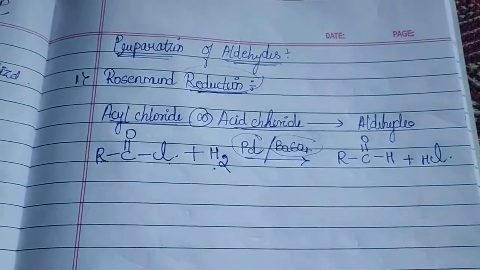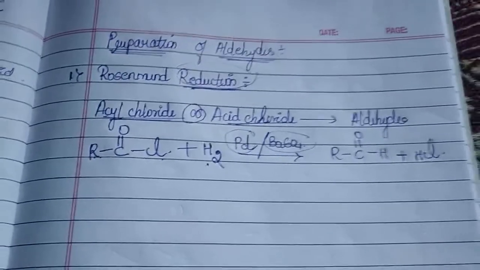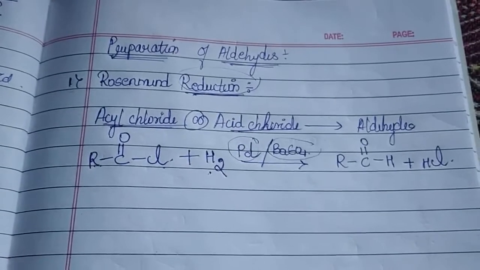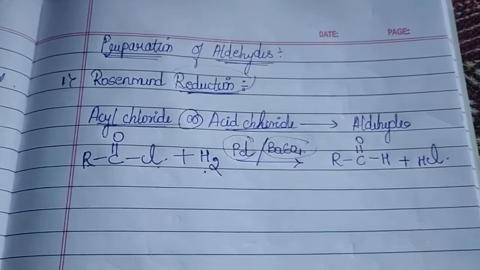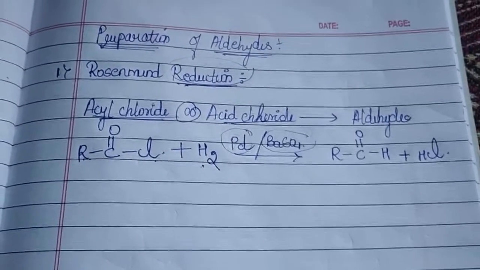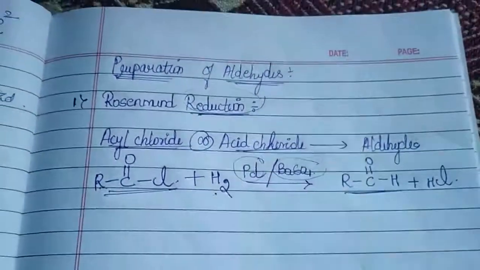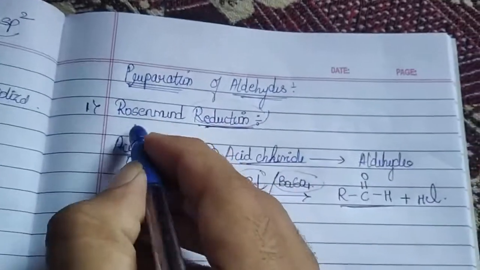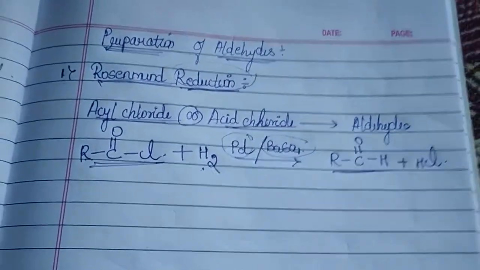In PU exams, they can ask you directly, give a note on the Rosenmund reaction, or they can twist the question: how can you prepare aldehydes from acid chloride? I repeat, how can you prepare aldehydes from acyl chloride or an acid chloride? You should switch your mind directly to this reaction, the Rosenmund reduction reaction.